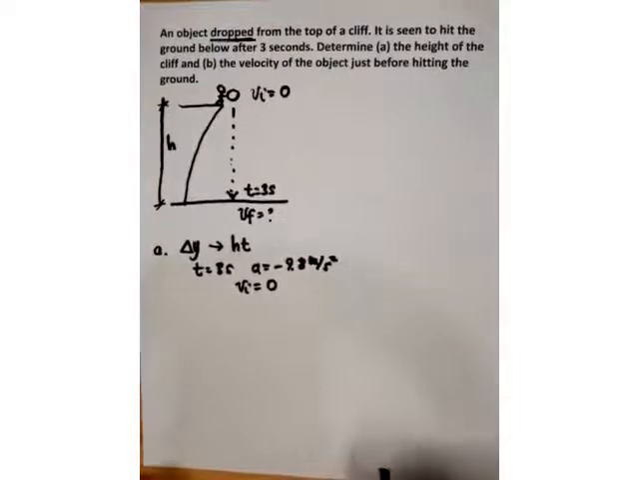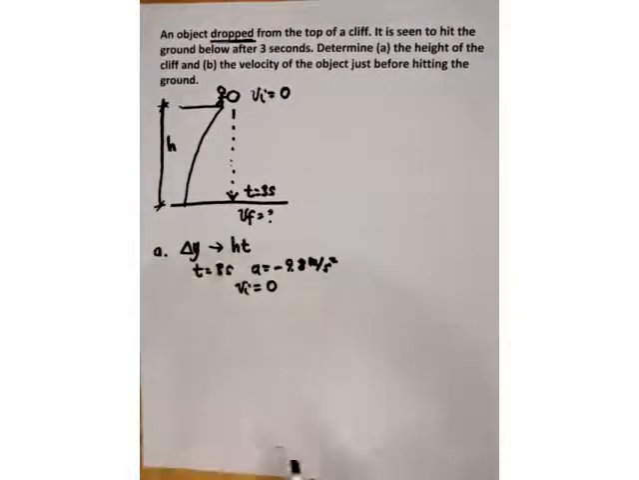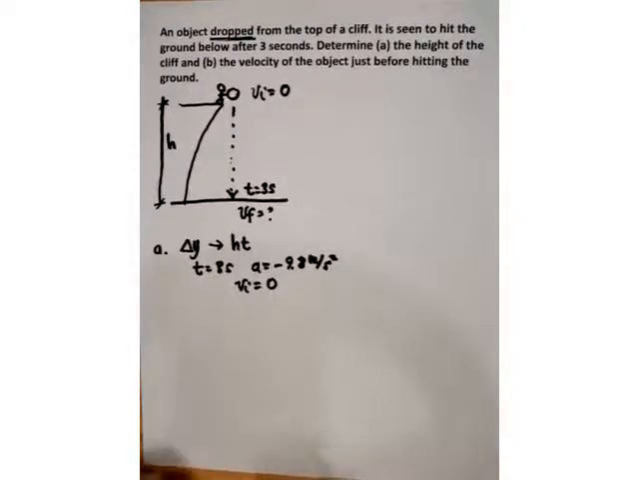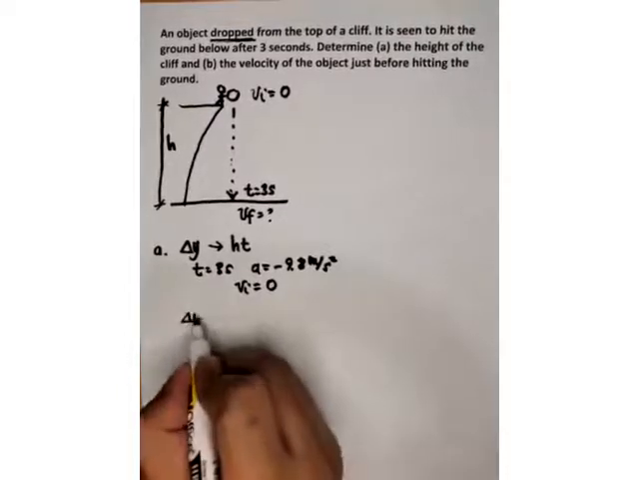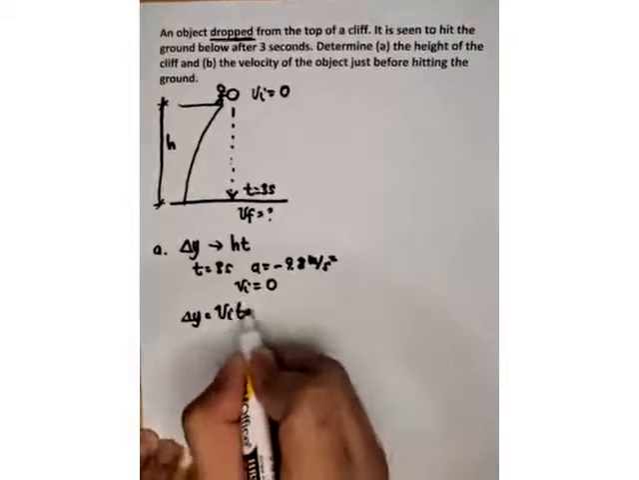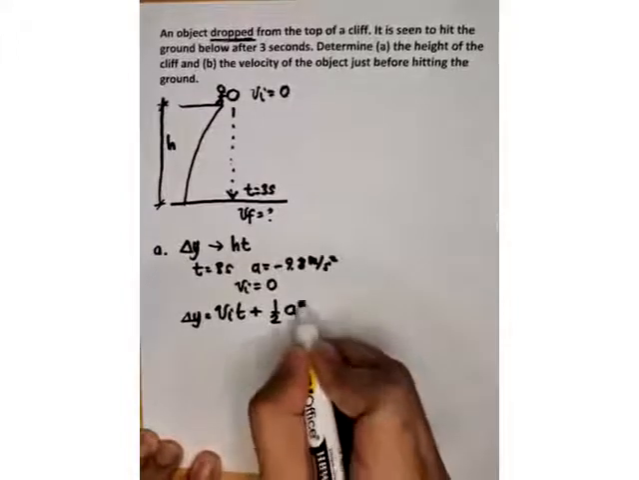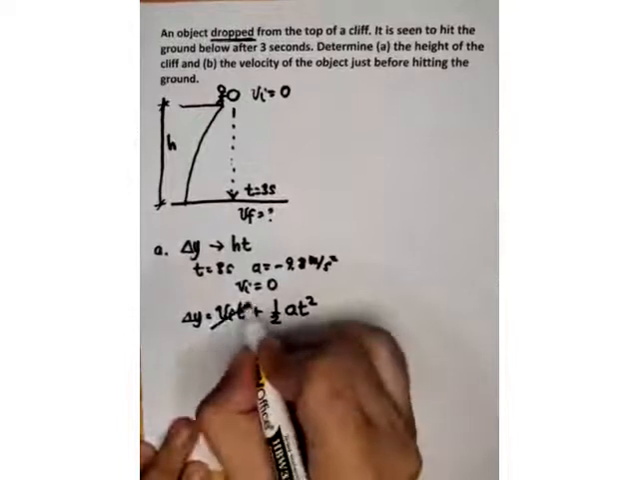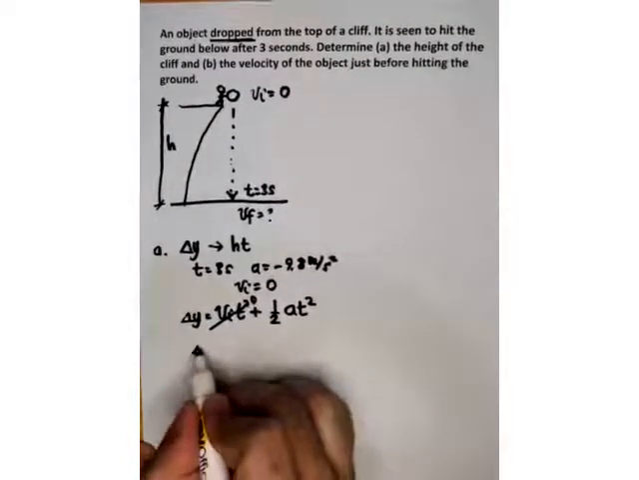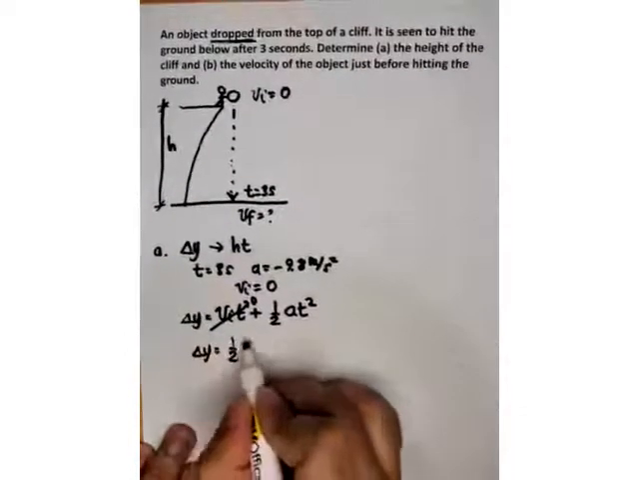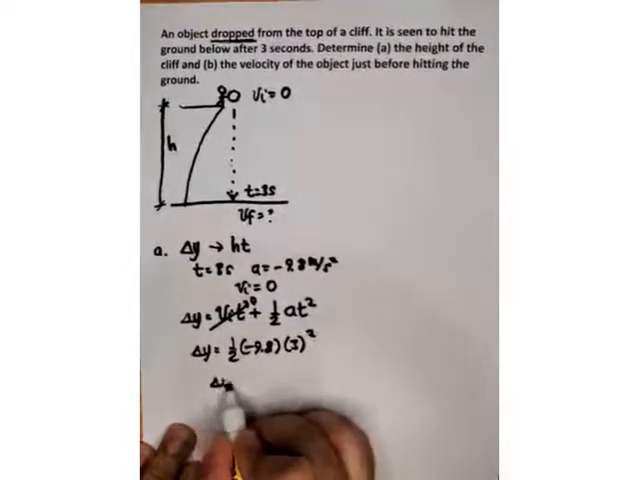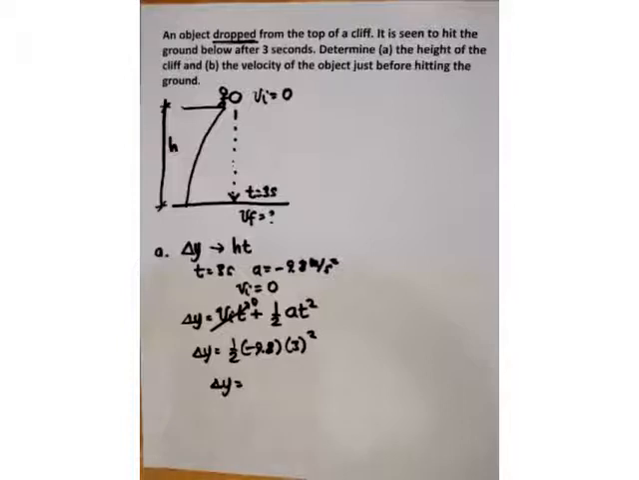Okay. So what formula will we use, knowing this given and the unknown? Of course, the one without final velocity, since we don't have the final velocity yet. So the formula I'm thinking of is delta y is equal to V initial t plus 1/2 a t squared. Since V initial is 0, this term is 0. So delta y is equal to 1/2 times negative 9.8 times 3 squared. So what is our displacement?